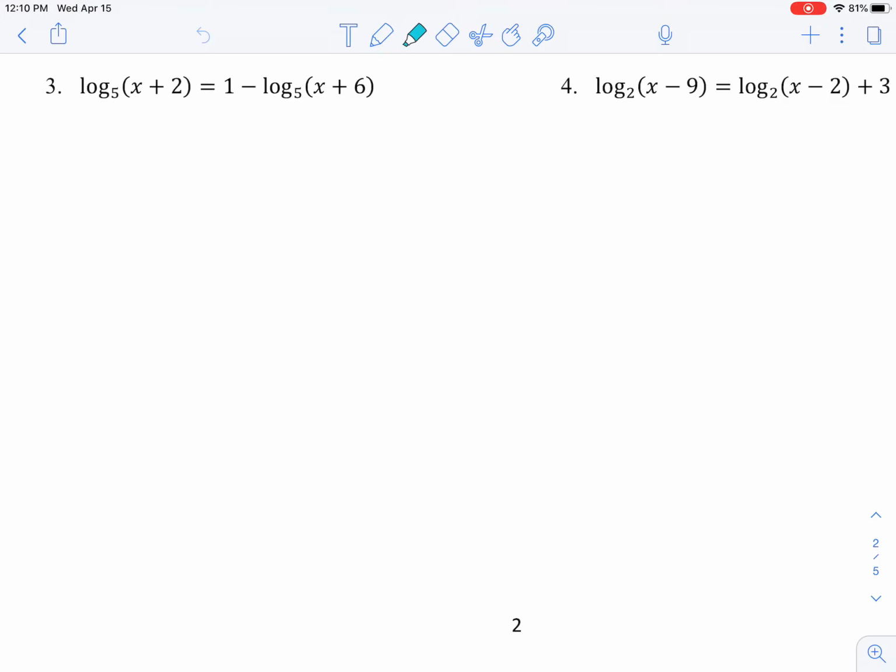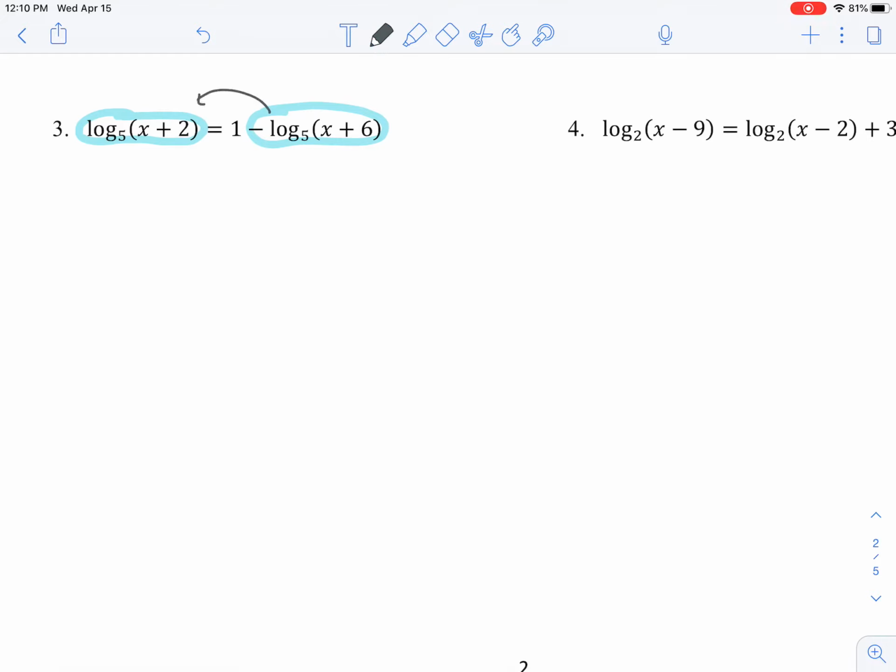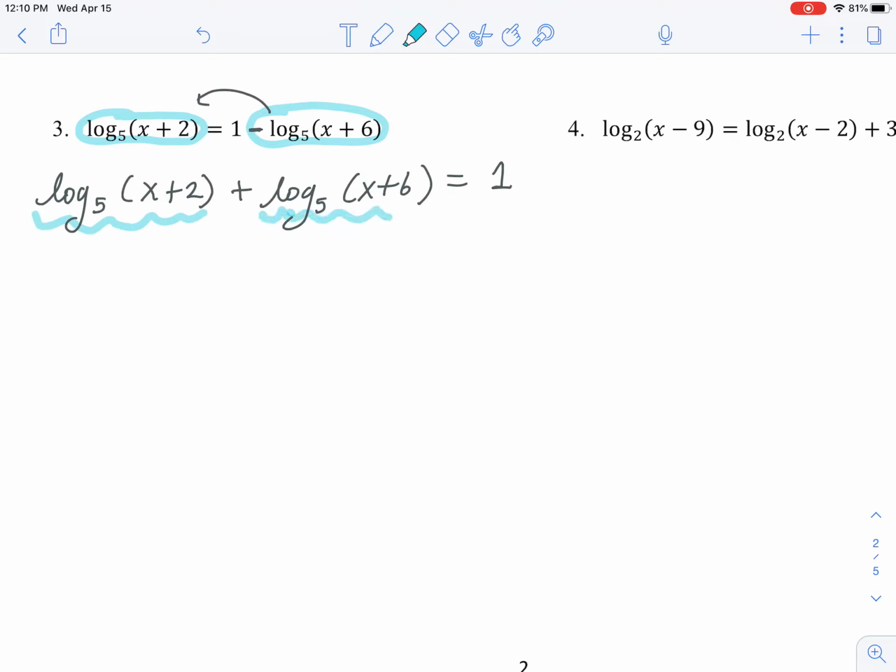All right, I got 2 more to go over with you, and then we'll take a quick break trying these 2 problems on the other side. Now, what I'm going to do is circle all the log expressions because I want them on the same side, right? Notice that I got a log base 5 of x plus 2 on the left side, but that guy was on the right side. So let me move that over to the other side. Log base 5 of x plus 2. Now, that was a minus, so I'm really adding log base 5 of x plus 6 to both sides, and that's going to equal the only number that's left, which is 1.